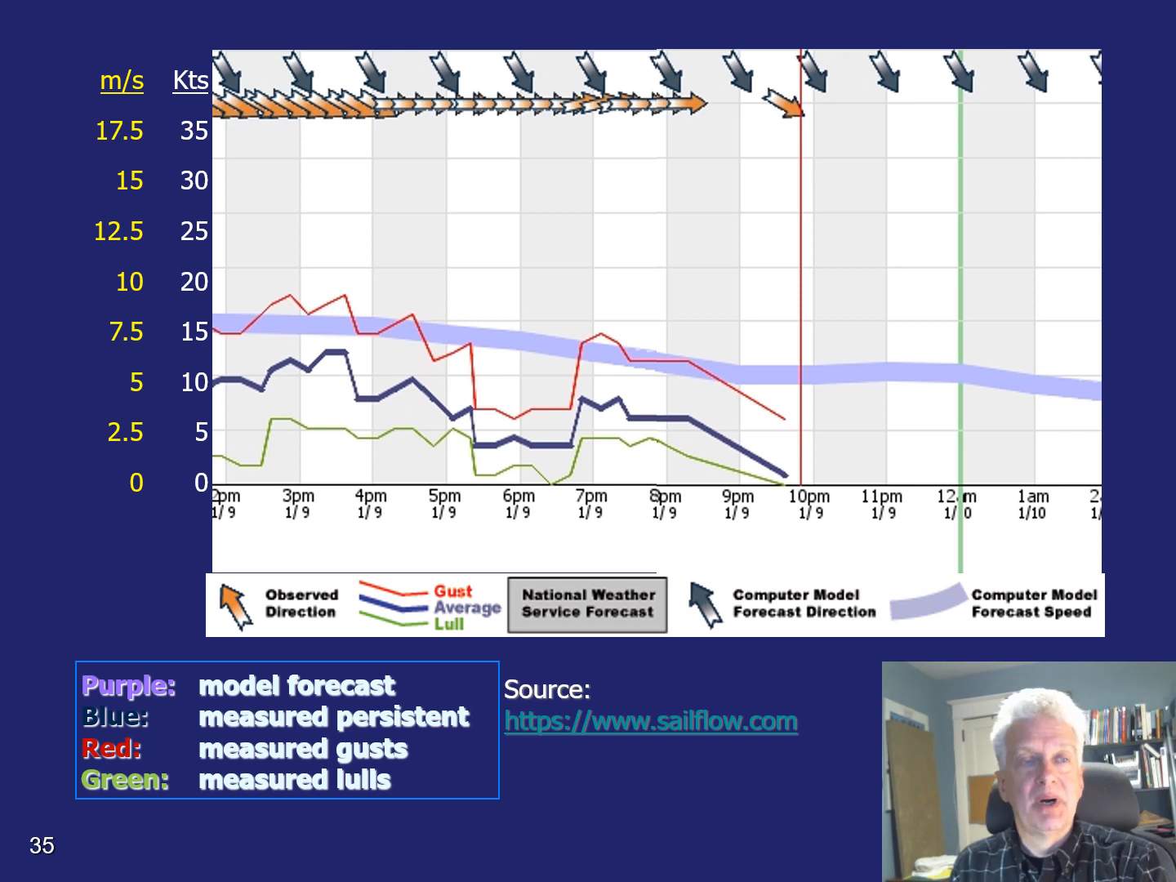Here's samples from a wind reporting site that shows what the model forecast had been for the day in the thick purple line that tracks along the top, and then the actual measurements hour by hour, showing the blue line was the persistent wind, green line were the lulls, and the red line were the gusts at each hour. And you can see that the forecast was a little optimistic that day. So the gusts were meeting the forecast level, but the sustained winds were below. And then from sort of 5:30 to 6:45, there was a really big lull that was quite a bit below forecast.